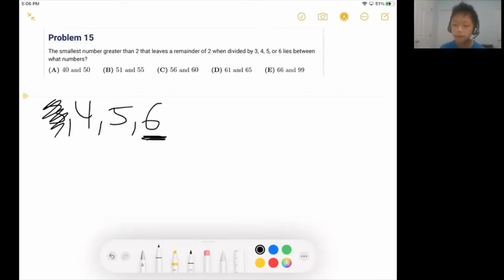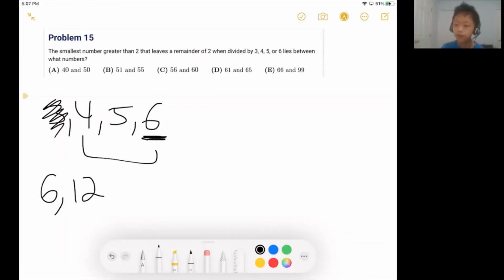So let's first ignore the 5. Let's pretend the 5 doesn't exist and take a look at the 4 and the 6. What's the smallest number that's divisible by 4 and 6? Let's first write down the number 6. Is 6 divisible by 4? Clearly not. So let's move on to the next multiple of 6, which is 12.